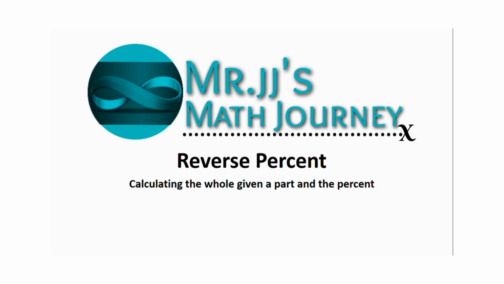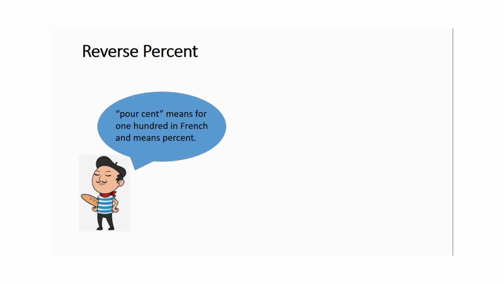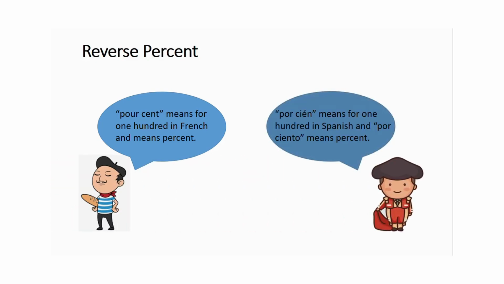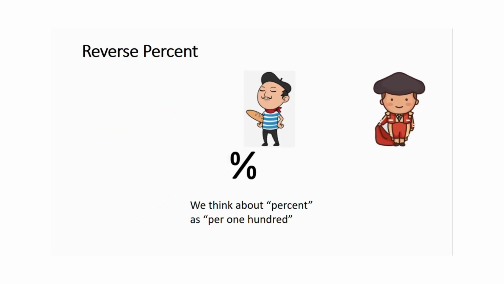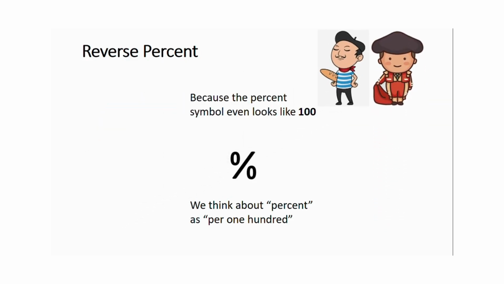Reverse percent, calculating the whole given a part and the percent. So reverse percent, pourcent means 100 in French and means percent. Porcien means for 100 in Spanish, and por ciento means percent. We think about percent as per 100 because the percent symbol even looks like 100.